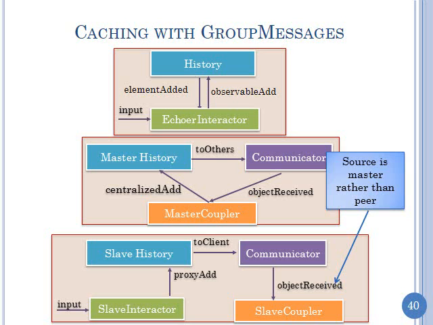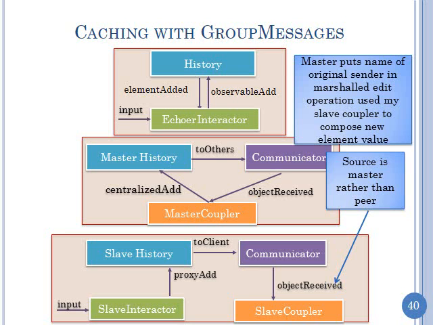And the most important point is, the master puts the name of the original sender in the marshaled edit operation, used by the slave coupler to compose the new element value. I'll try to remember to change this. Okay? And so then it makes an add operation there.